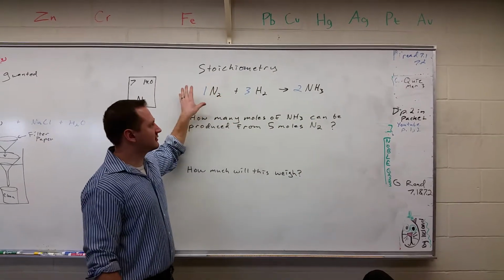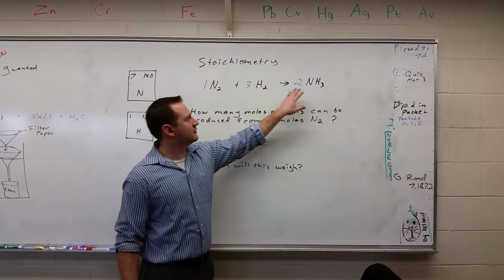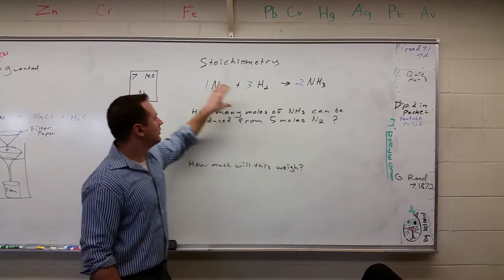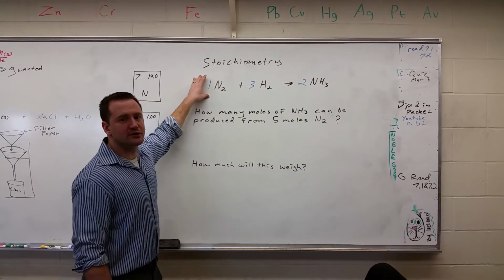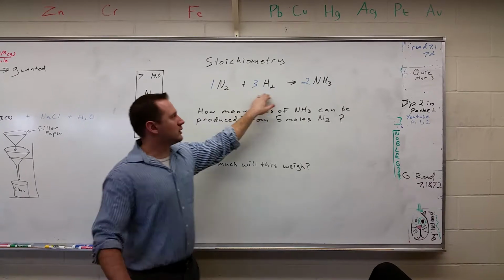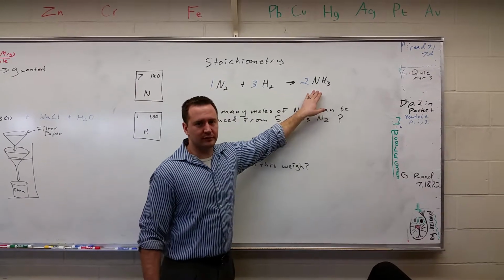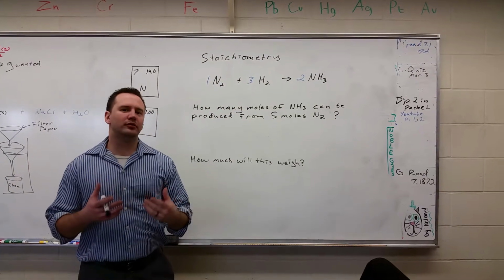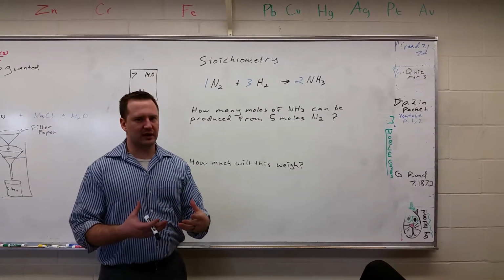And what that does is it lets us figure out how much of these things are required to make a certain amount of this. For example, for every 1 mole of nitrogen you use up, you're going to use up 3 moles of hydrogen, and that would allow you to produce 2 moles of ammonia. Okay. We use moles to relate these substances because moles represents the amount of pieces we have.